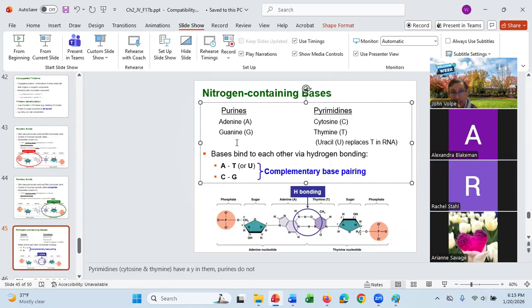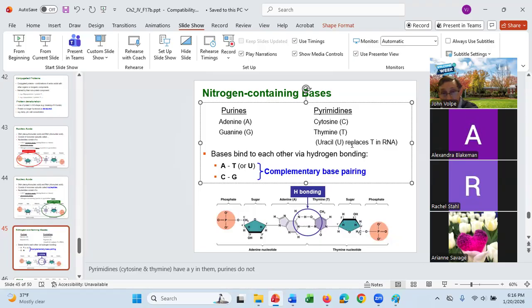Now for RNA, we have also 4 nucleotides. 3 of them are the same as DNA, and that would be the A, the G, and the C. These are both in DNA and RNA. But RNA does not have T or thymine. It has uracil replacing the T in RNA. Uracil does not have a Y in it, but uracil is a pyrimidine.